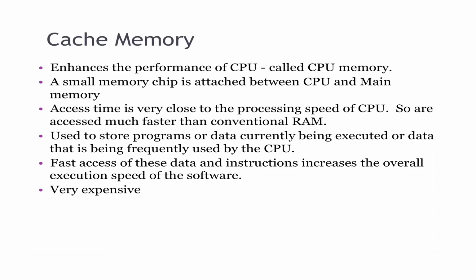What happens in this case is that cache memory stores the programs or data that are currently being executed or that are frequently being used by the CPU. Since this is a very fast memory having a very high processing speed, data is accessed much faster than a conventional memory device. But yes, these are very expensive types of memories, and that is why they are used in limited amount, and only that much amount of cache memory is used which can handle the current data requirements of a particular computer.